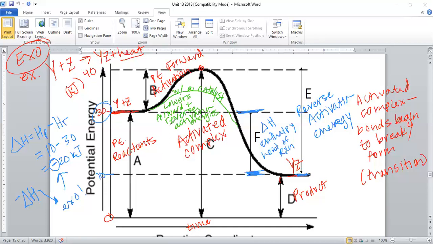Okay. All right, now let's move on to page 16.